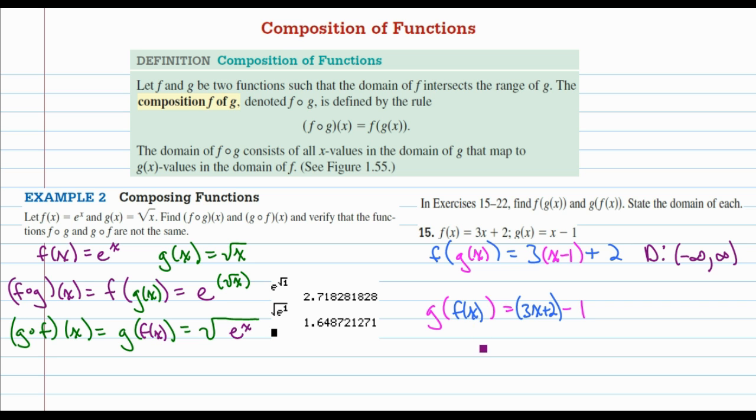Same with g of f of x. When I plug any number into f, all real numbers will come out of f. Then all those real numbers can easily get plugged back into g because g's domain is all real numbers. So the domain of this composition function is also negative infinity to infinity. Again, for a clearer understanding, which will definitely come from an example where the domain is not all real numbers, for more complicated examples, see example 3.